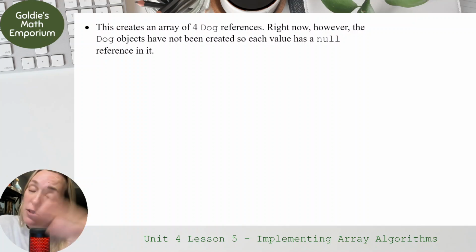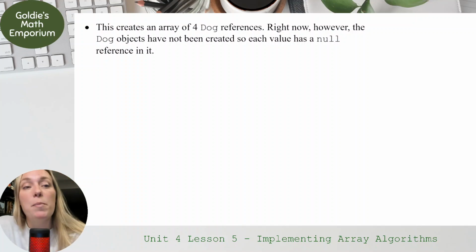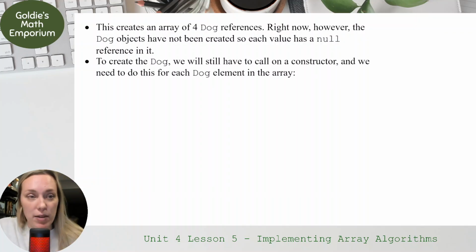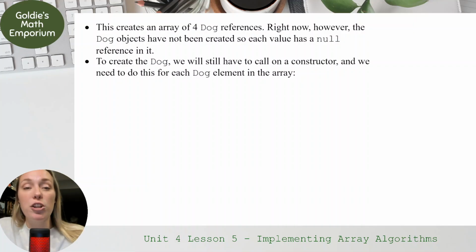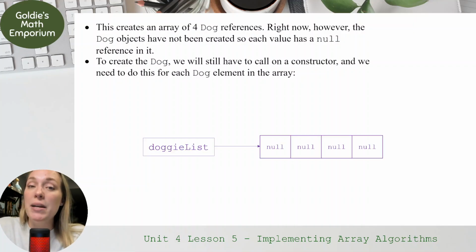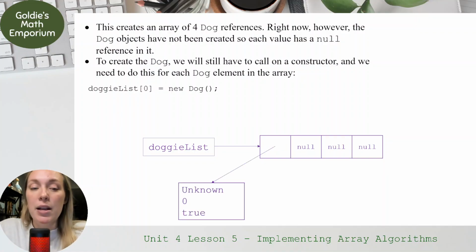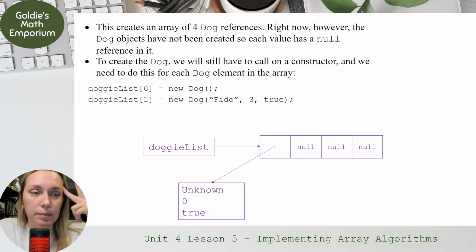Well, this creates 4 dog references, but because the objects have not been created, each value has a null reference to it. So to create the dog, you still have to call a constructor for each dog element in the array. Okay, so here's what I would do for this. Doggy list 0 equals new dog. And that would use the default constructor there to create a new dog. Unknown name, 0 age, true, they're a good dog.